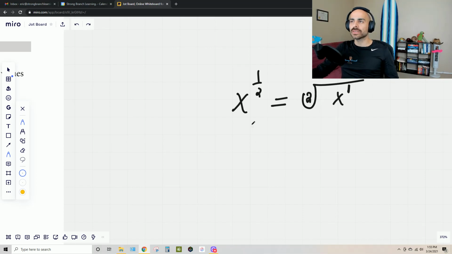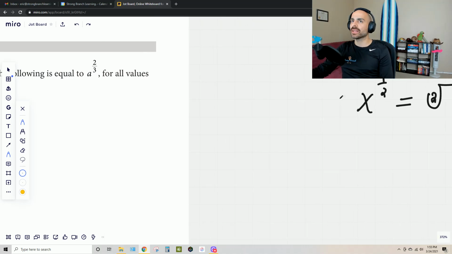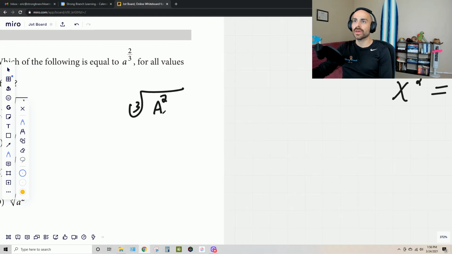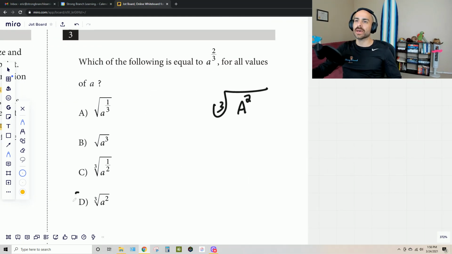When we learned it, we really didn't see that. But if you can remember that x to the 1/2 is the same thing as the square root of x to the first, then we can go back to the problem and realize that the denominator essentially becomes the type of root that you have. So what we would have is a cubed root, and then the variable listed here, a, is what the numerator ends up becoming the exponent of. And then we look here and we can see that that matches D.